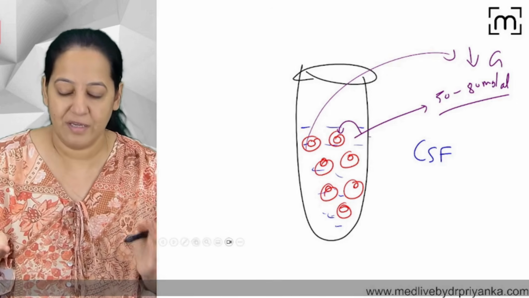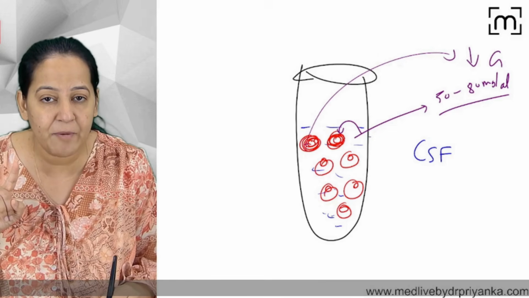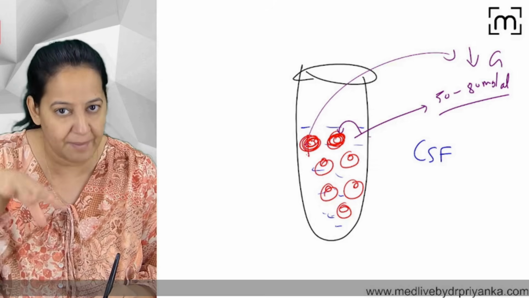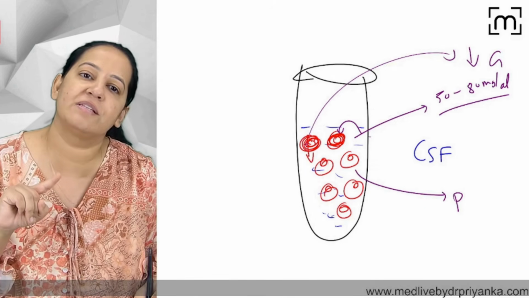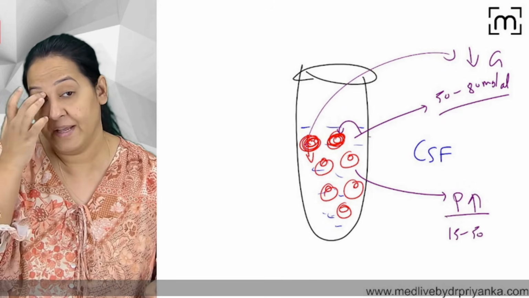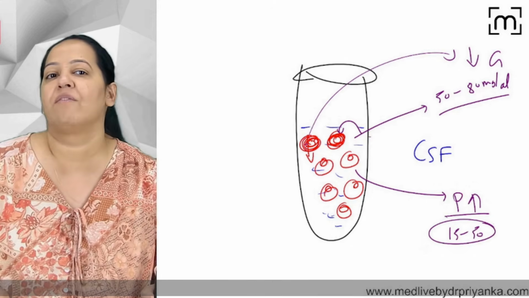And what about the protein? You know, all bacteria have a cell wall, and the cell wall is made up of protein. Some of these bacteria will die, and the cell wall will come into the CSF. So if you measure the protein component of the CSF, it will be high. Normal protein is already there, which is 15 to 50 milligram per deciliter, and it now includes the extra protein coming from the cell wall.